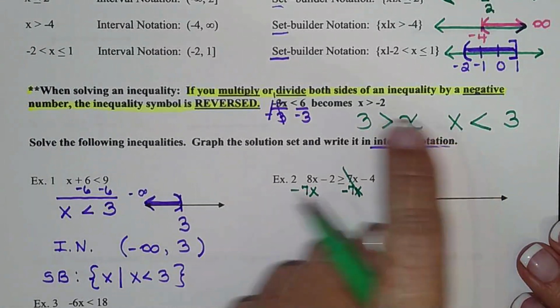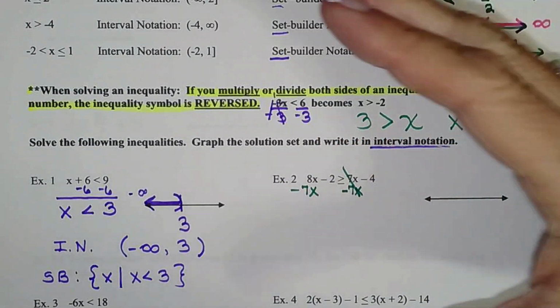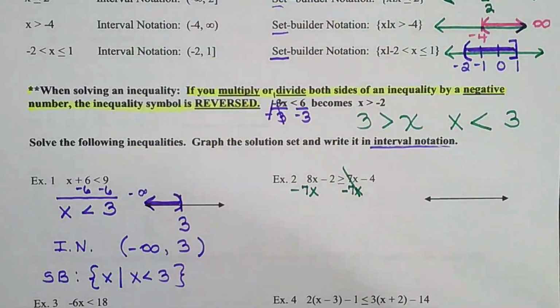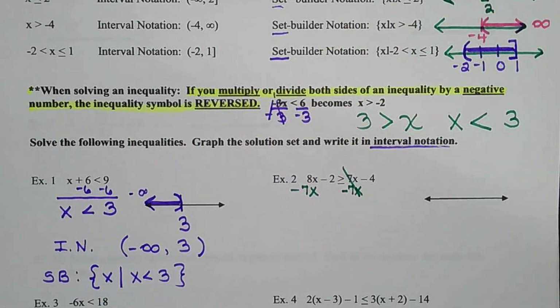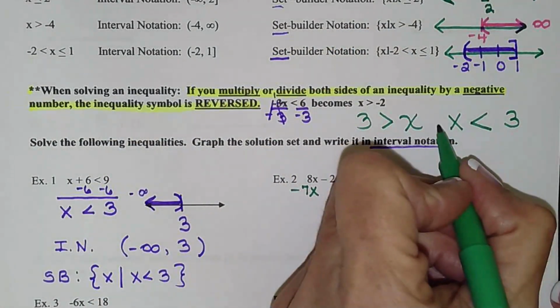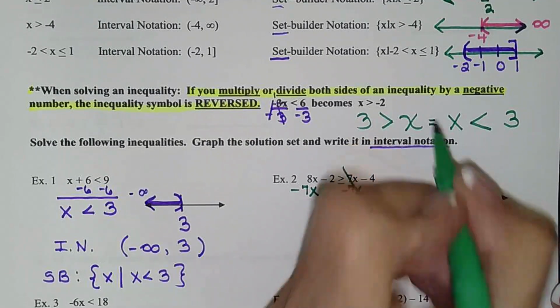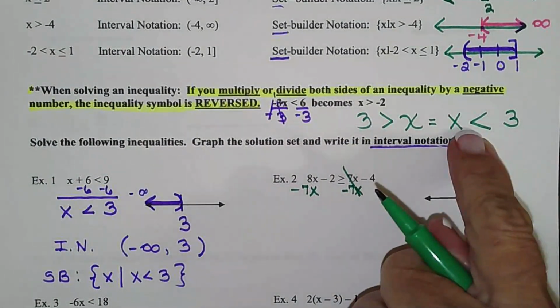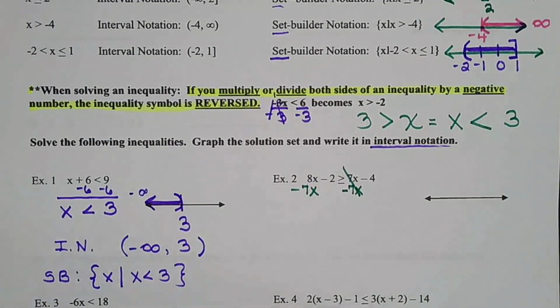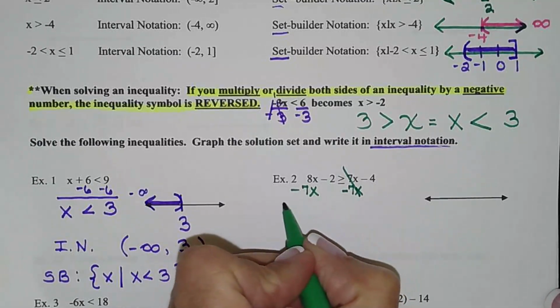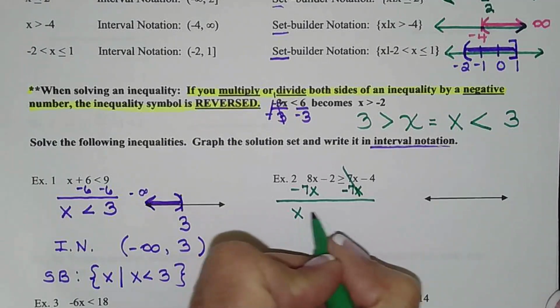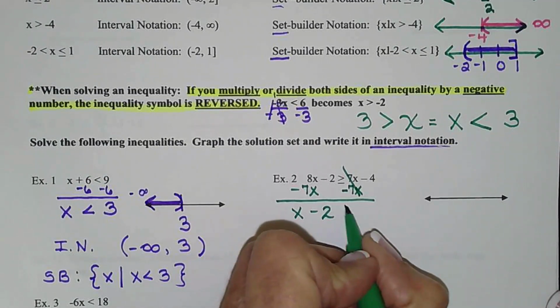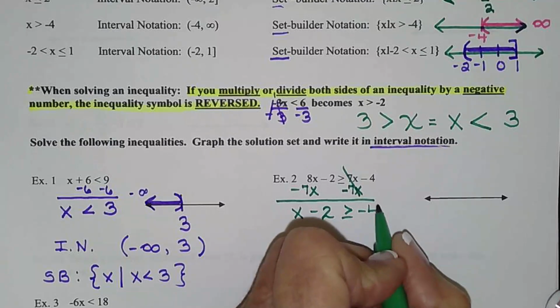So x goes on the left. I like to do the eating thing. It's eating the 3. So when I flip it over, it still has to be eating the 3. And these are the same. But this is the form you want it in before you draw the graph. Otherwise, you will draw it incorrectly. Okay, so that leaves me with 1x, or just x, minus 2 is greater than or equal to negative 4.